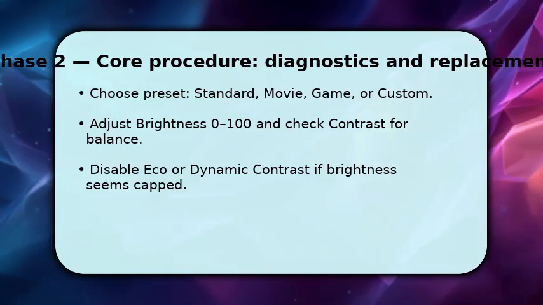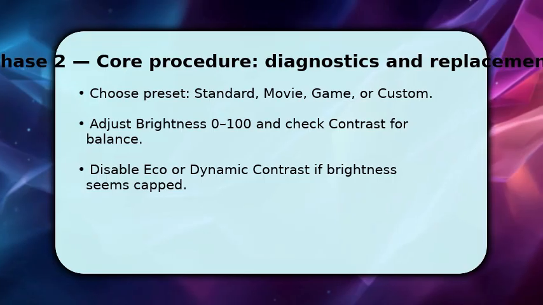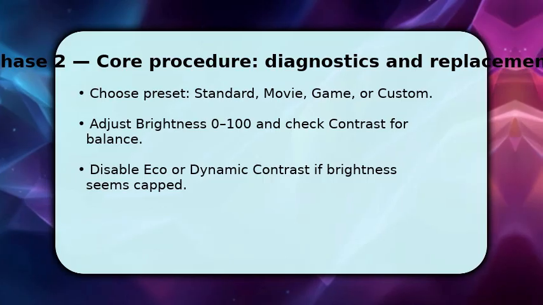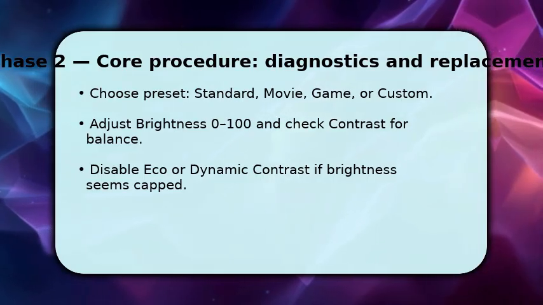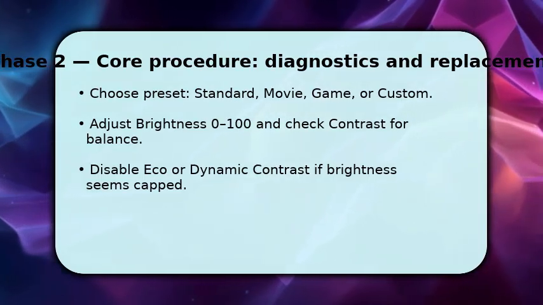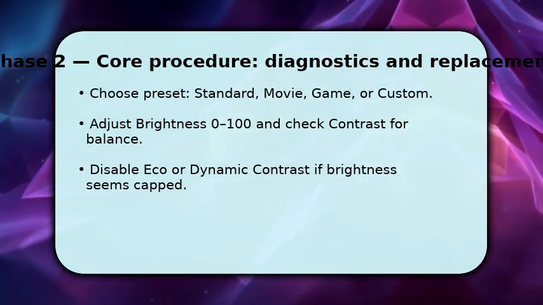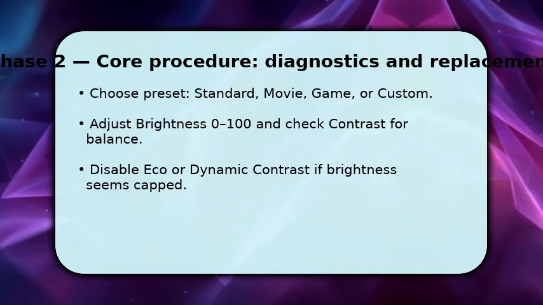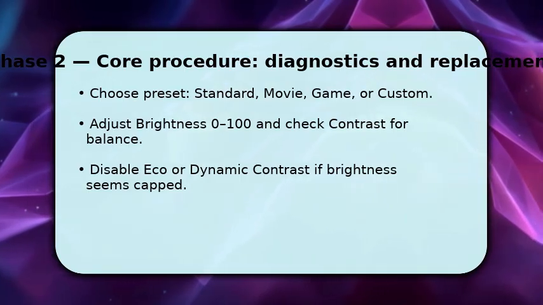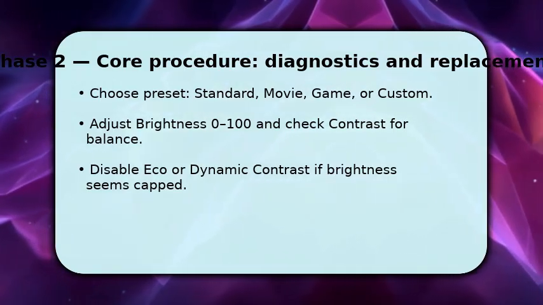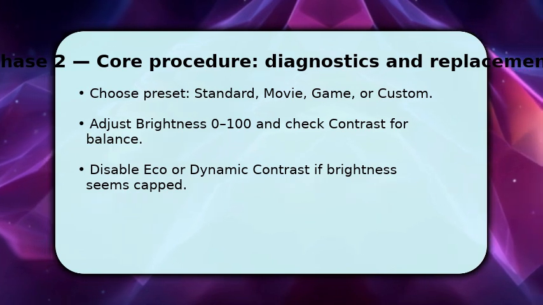If you choose custom, you can raise brightness slowly, try increments of 5, while checking a white and dark image to keep contrast balanced. Turn off eco or dynamic contrast because they can automatically dim the panel. Disabling them gives consistent manual control. Once done, tweak contrast and backlight separately if available, since backlight controls overall light output, while contrast affects tonal range.